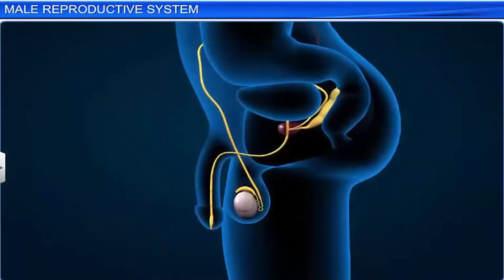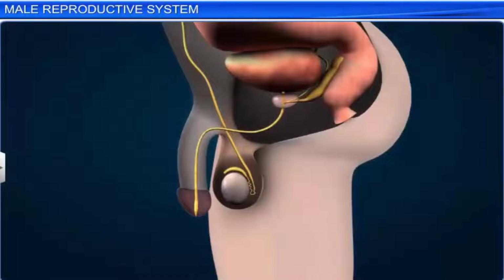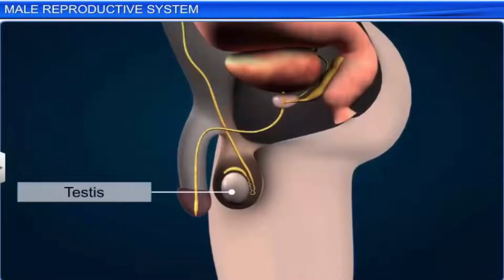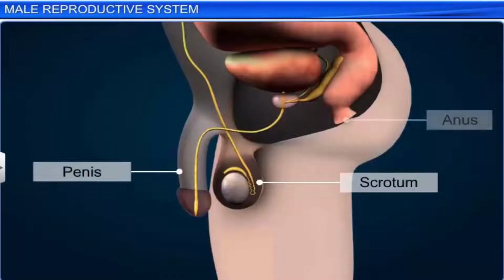The male reproductive system is located in the pelvic region. It includes the testes, accessory ducts, accessory glands, and external genitalia. The testes are covered by a sac-like protuberance of skin and muscles called the scrotum. The scrotum lies between the penis and the anus.